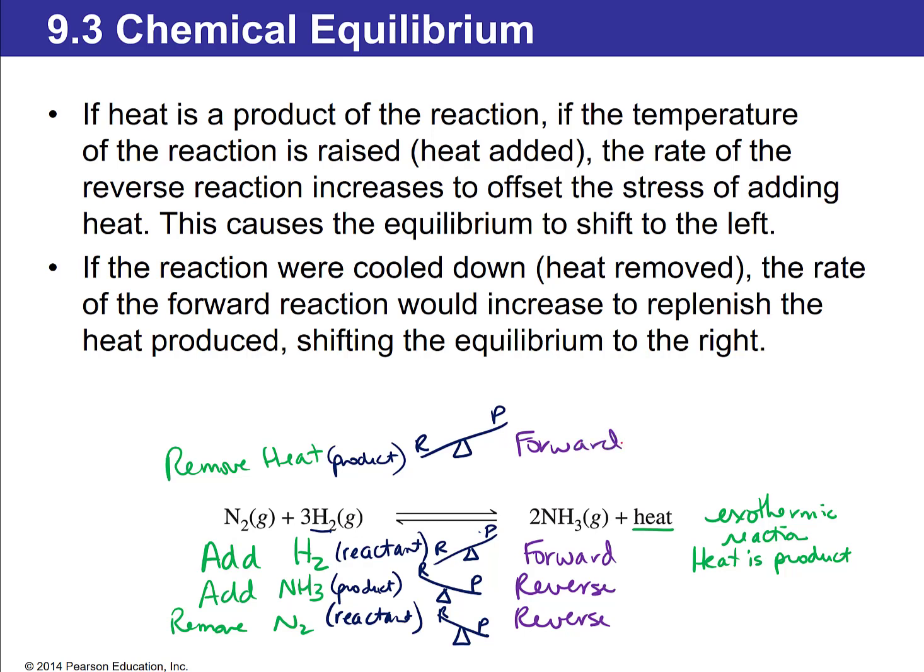So if I had an endothermic reaction, I would have heat on the opposite side. Like heat would be a reactant in this one. Heat is a product here. And so if I had changes in heat, you can use that just as if it's a product or reactant depending on its position.